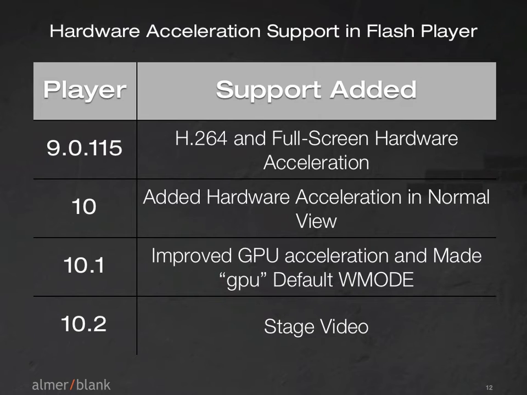In Flash Player 10, they added hardware acceleration in normal view. In Flash Player 10.1, they improved hardware acceleration and made it the default behavior. So in Flash Player 10, unless you knew you were working with hardware acceleration, you weren't. Same in 9. But with 10.1, it became the default. Now, in Flash Player 10.2, we have stage video. But just saying that we trim overhead and use hardware acceleration doesn't really explain the feature or how it works. So to see how stage video works, let's compare how Flash renders video with and without the stage video feature.